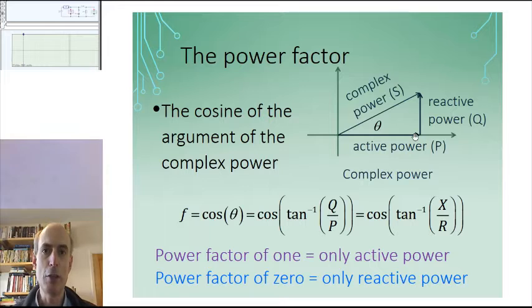None of it is being stored in order to be pushed back into the circuit at a later time in the cycle. On the other hand, if we had a power factor of 0, that would mean that theta was 90 degrees, we only had reactive power, we were losing no energy from the circuit at all. All that's happening in this component is that energy is being stored and then released back into the network at a later time in the cycle.